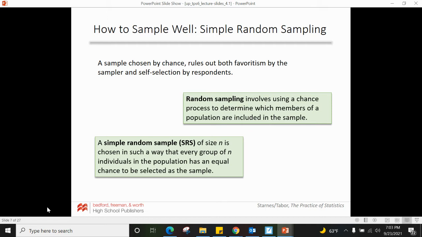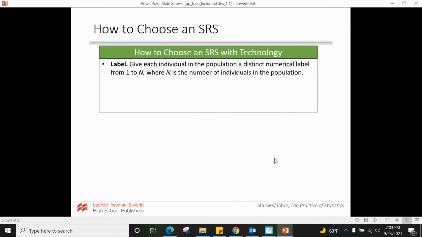So that's why that's not a simple random sample. A simple random sample gives size n, where every size n group has an equal chance of being selected. All right. There's a couple ways to create an SRS, and this is also very common. They'll ask you to describe a process or how you would go about doing an SRS.